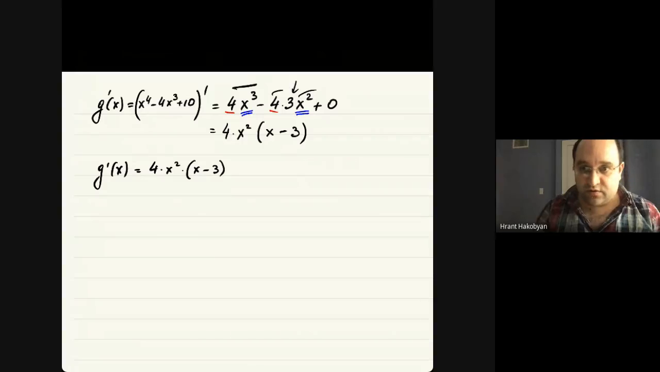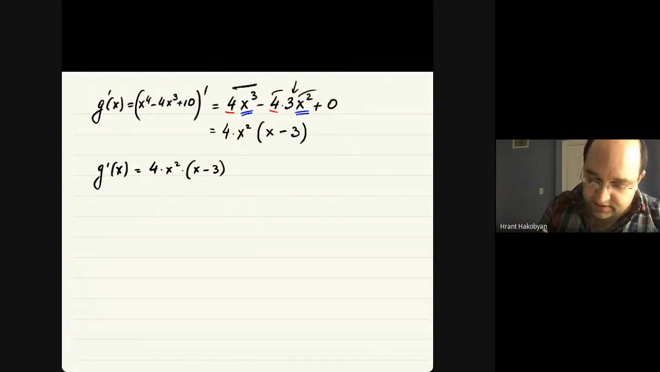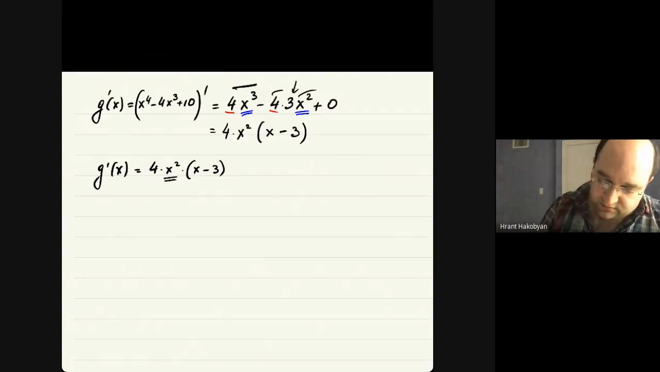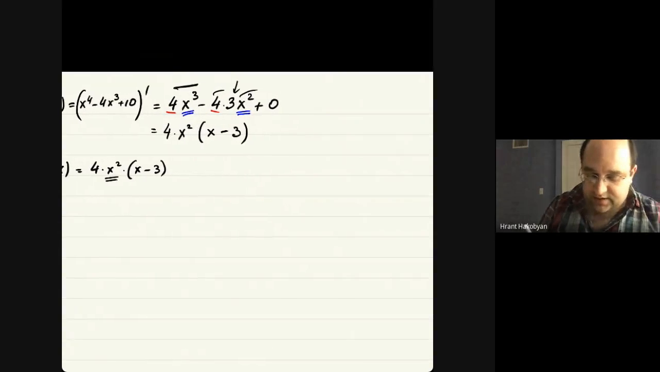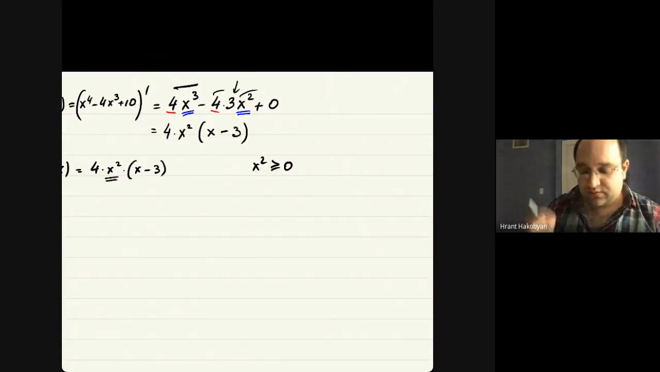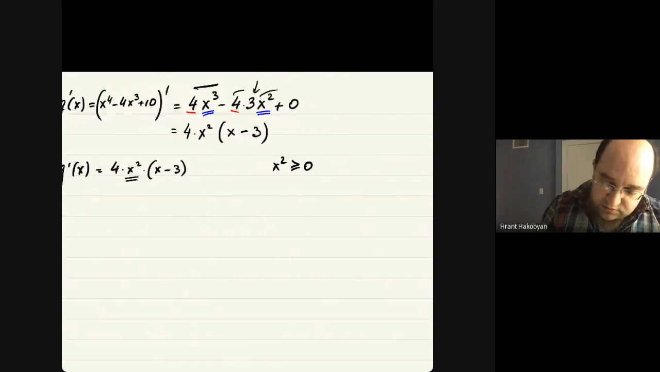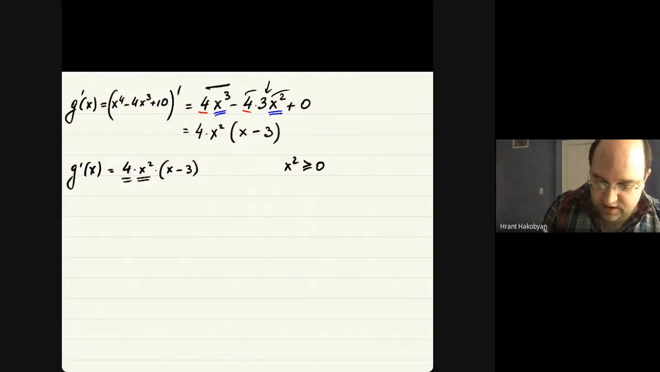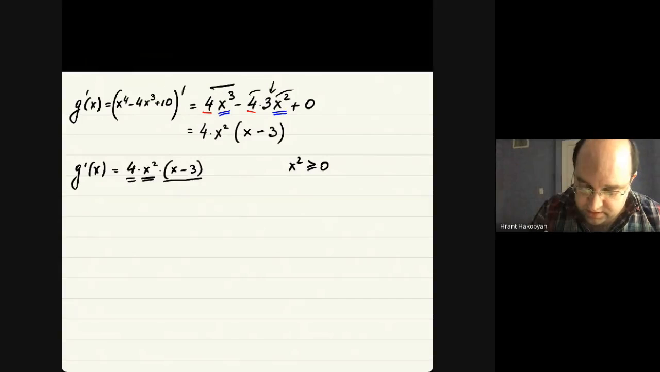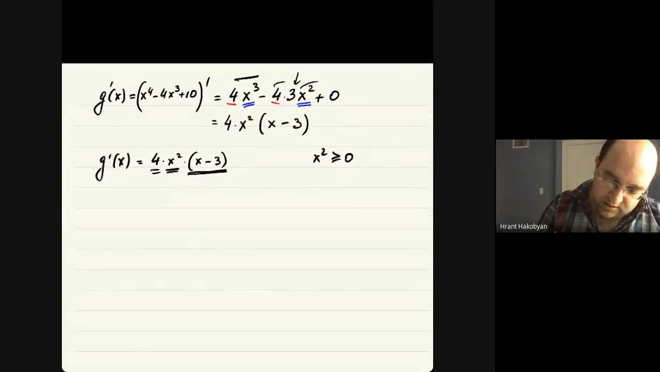For which values of x? Well, one thing I know is that x squared is always non-negative. That means here I have a number that doesn't change the sign. So the sign really only depends on x minus 3. So this thing here is positive.